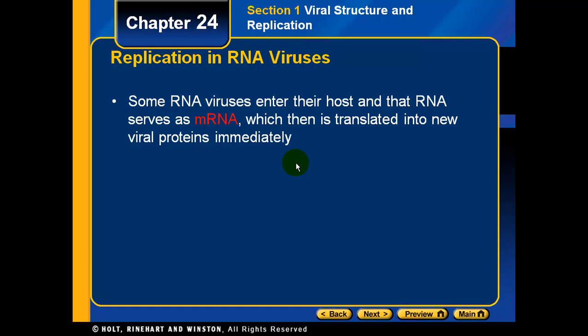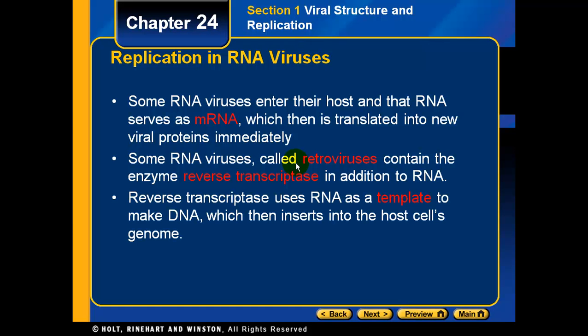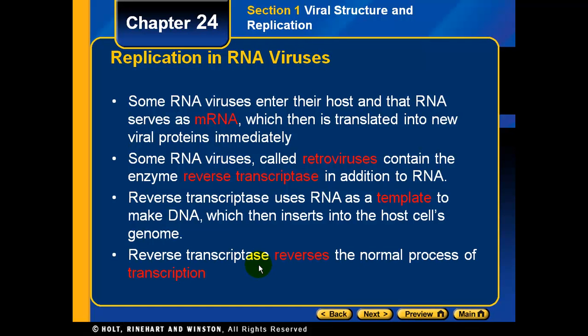Replication in RNA viruses. Some RNA viruses enter the host, and then the RNA will serve as mRNA, which is then translated into new viral proteins immediately. Some RNA viruses, called retroviruses, contain a special enzyme called reverse transcriptase in addition to RNA. Reverse transcriptase uses RNA as a template to make DNA, which is then inserted into the host cell's genome. This is a very serious type of virus that does that. Reverse transcriptase reverses the normal process of transcription. We will be learning specifically transcription in the second try.